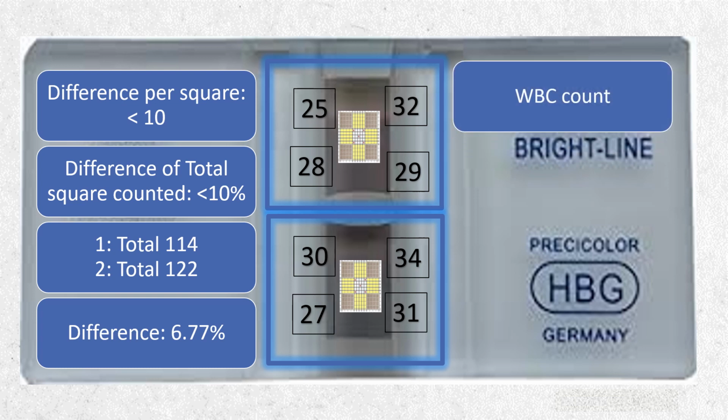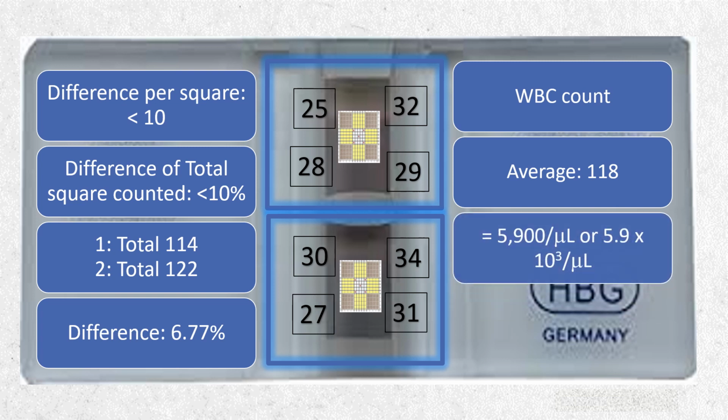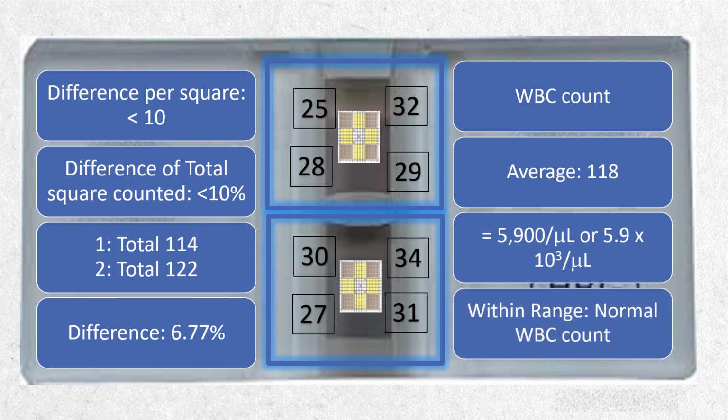We can now proceed to the WBC count. Get the average of both counts. The average for these counts is 118. Follow the computation for white blood cell count. We will have an answer of 5,900 per microliter or 5.9 times 10^3 per microliter. Following the reference ranges, our count can be interpreted as a normal WBC count.